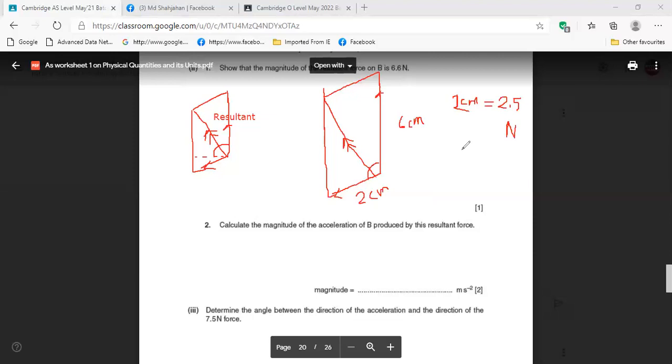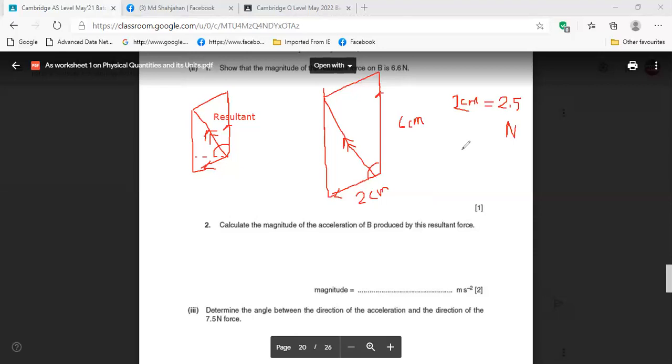So you got it right. Write all details. 5.2 multiplied by 1.25 equals 6.5 Newton. It is proved. Then approximately it is 6.6, isn't it?